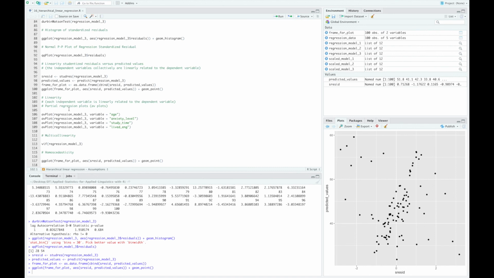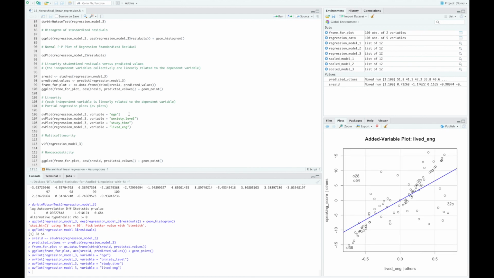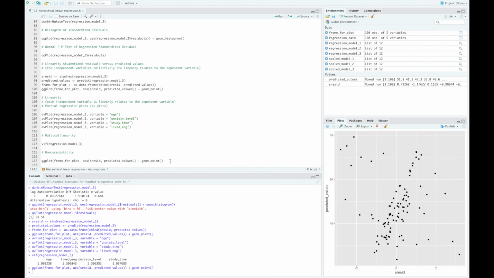And again, for linearity, each independent variable should be linearly related to the dependent variable. And we look at the partial regression plots for that. We can see that in each case, we do have a linear relationship. We check multicollinearity. And finally, homoscedasticity. And we can see here that we do indeed have a linear relationship.